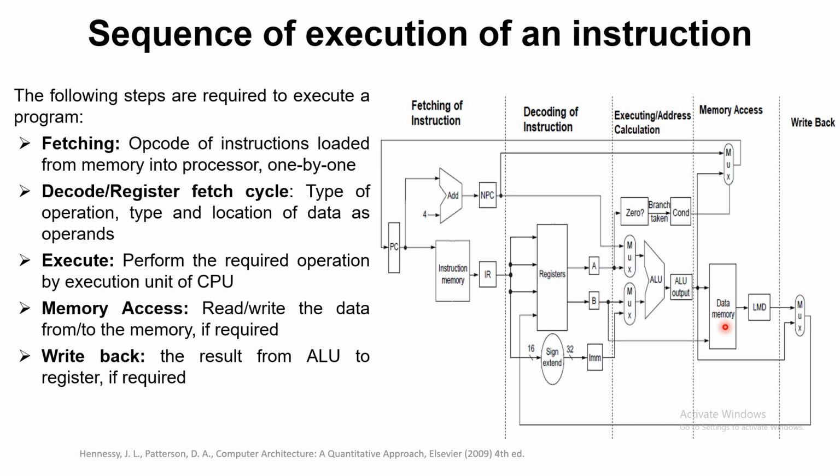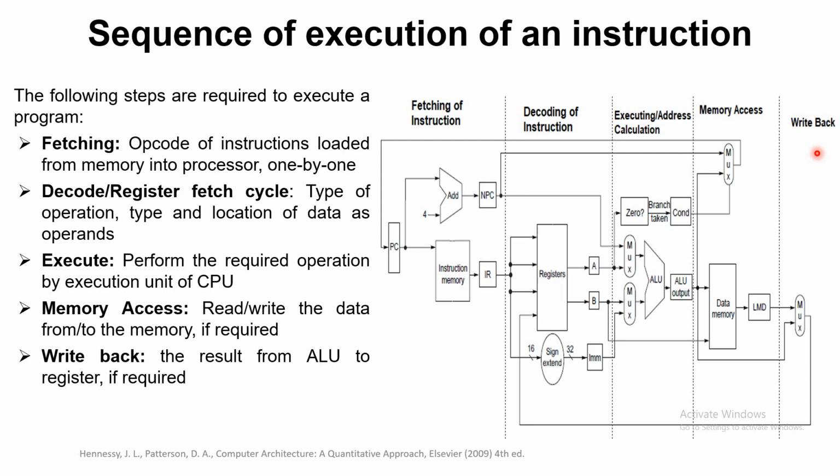And if there is a need to store the data, the result prepared by the ALU, to the register, then it will go directly from the ALU to the registers, but that will happen in the last stage or last cycle, which is called write back. So this is the sequence of events which happen during the execution of an instruction.